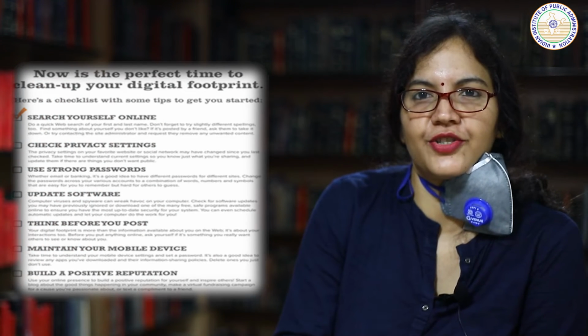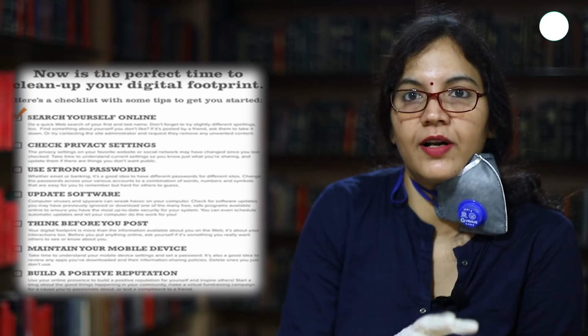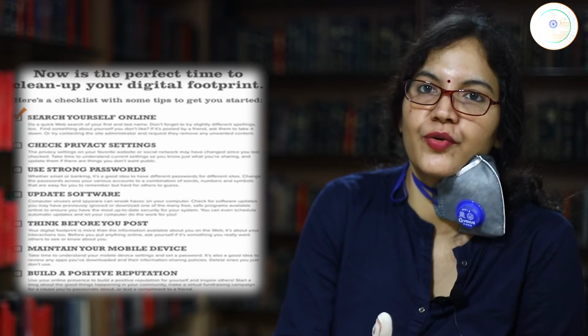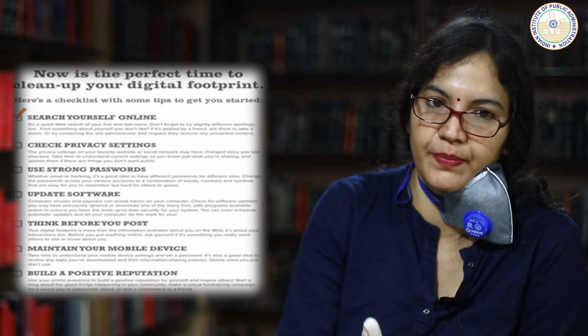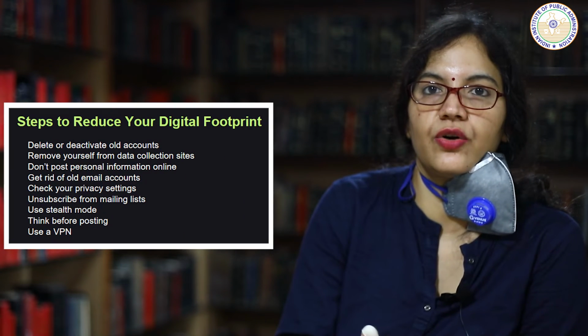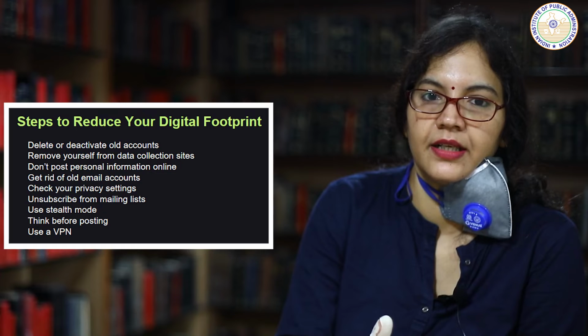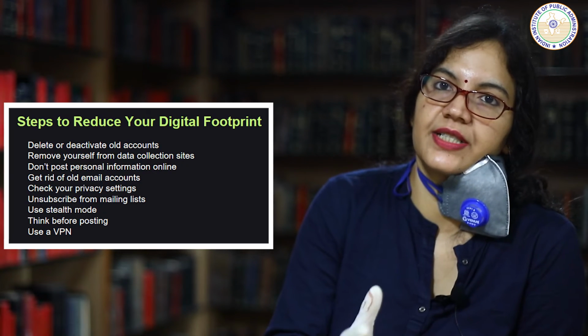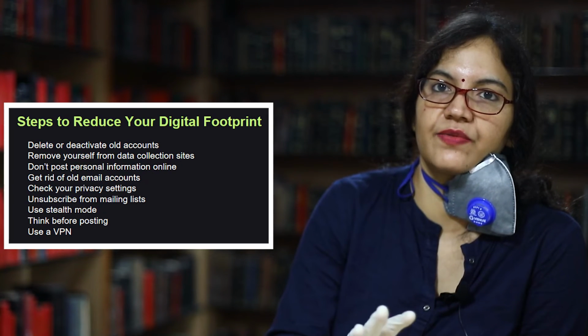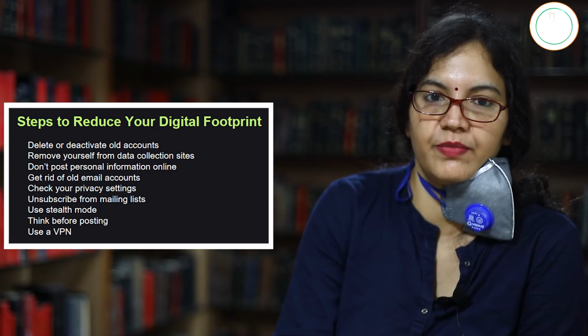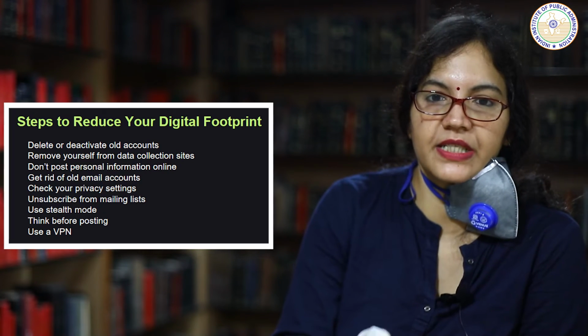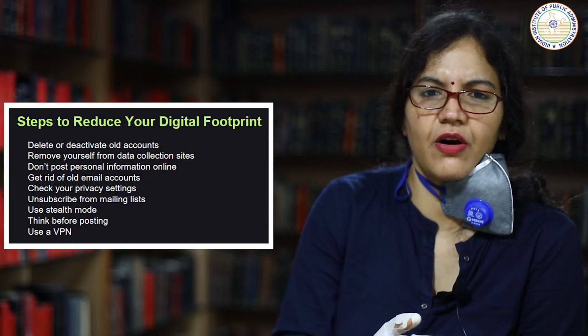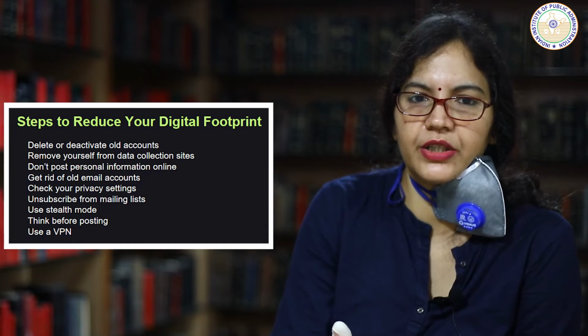The time has come to discuss how you can reduce your digital footprints and how you can protect them. Before protecting, it is always important to search yourself on Google. At least see what all your presence is, and then make your roadmap and strategy to reduce your digital footprints. Delete or deactivate your old accounts which you are not using. Remove yourself from the data collection sites. Do not give your information to sites which are collecting your personal information. Do not post your personal information online. Get rid of old email accounts which you are not using.